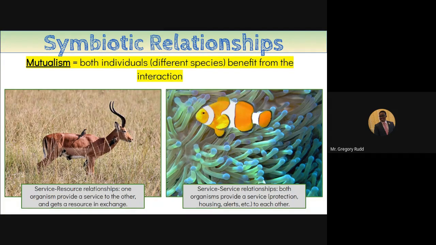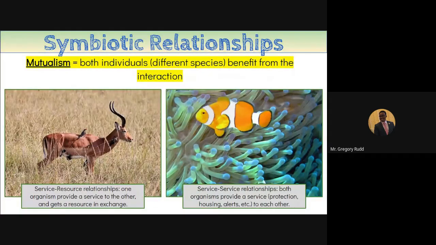And so this provides a direct benefit to the impala because those microorganisms can sometimes carry disease, or they are just a nuisance, lead to specific rashes and other things. And the resource that the oxpeckers get in return is that they get the food. They get to eat those pests. So it's mutualism. Both organisms are benefiting. In a service-service relationship, both organisms provide a service to one another. That service could be protection, it could be housing, it could be some type of alert system.